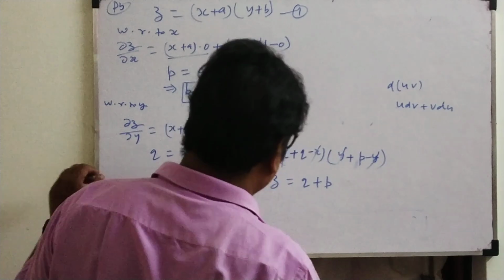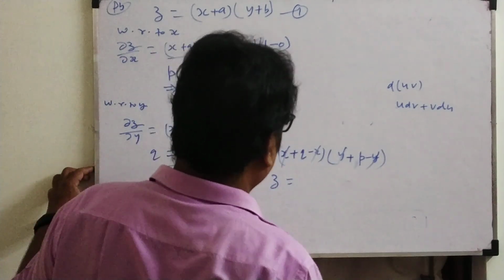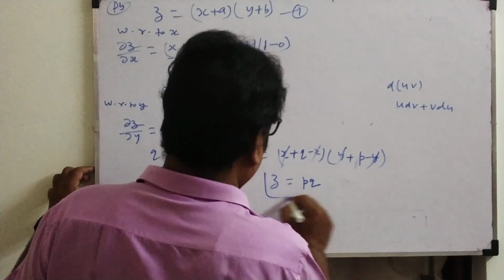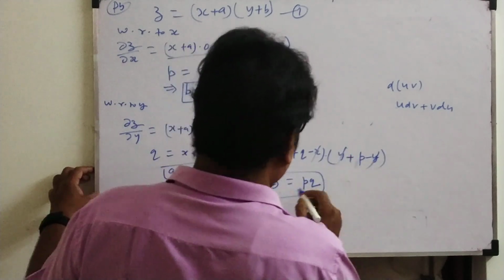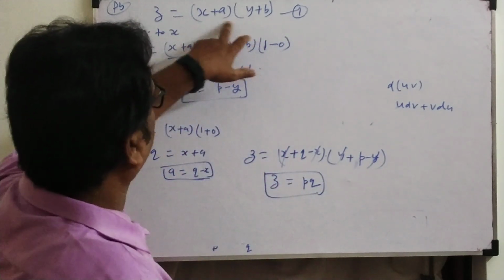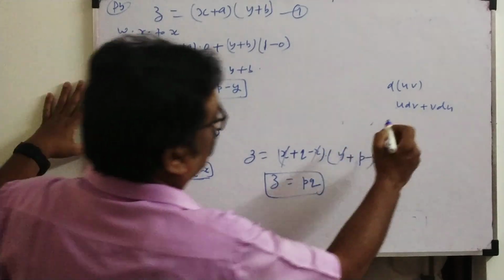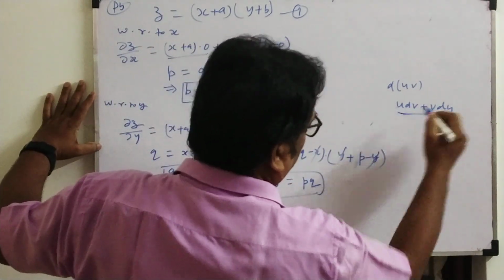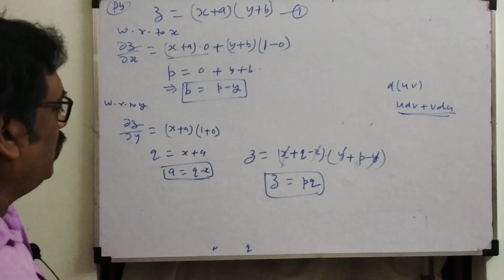So what answer is coming? There is a product, so z is equal to pq. Here a product form will be there, so how to differentiate? The UV method. So this way you can solve.